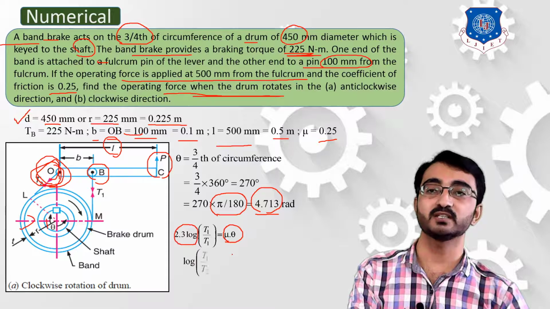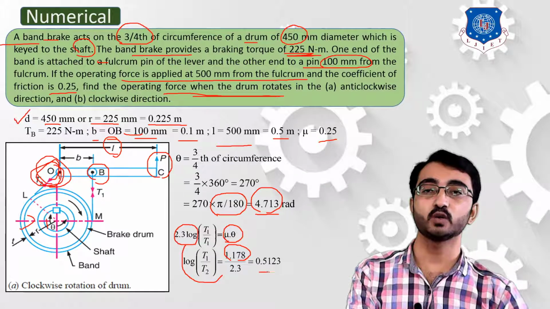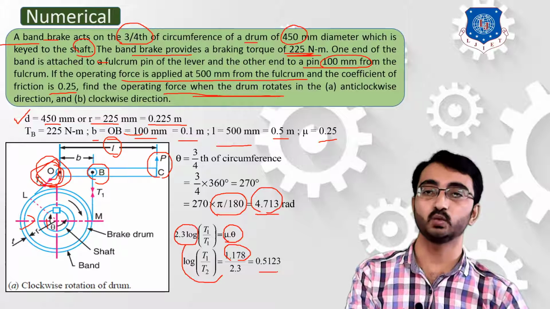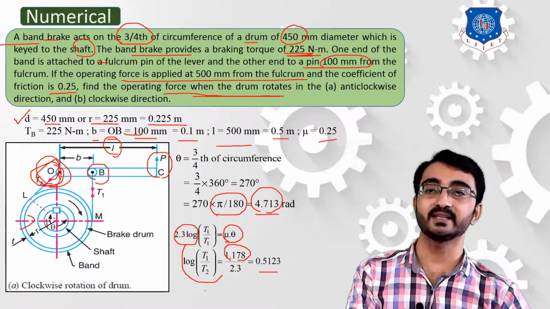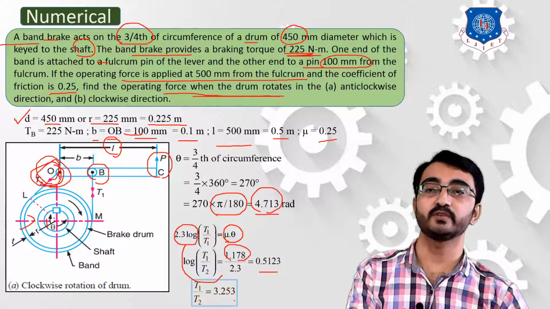That will give us a value equal to 1.178, and by dividing this by 2.3, you will get log of T1 by T2 is equal to 0.5123. So you can simply identify that T1 by T2 is equal to the anti-log of this value, and that will give you the relation between T1 and T2 as 3.253.